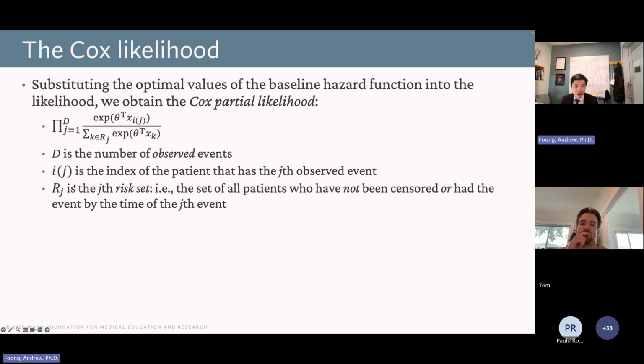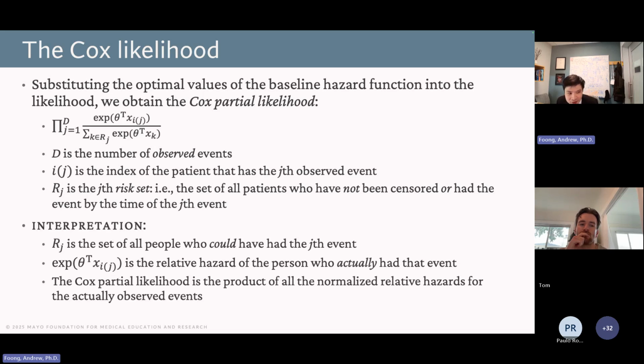And R_j, which is the set that you sum over in the denominator here, is the jth risk set. The risk set is defined as the set of all patients who have not been censored or had the event by the time of the jth event. And the way to interpret this is that R_j is really the set of all people who could have had the jth event. They're all the people who are still under observation and who haven't had the event yet. So they're the pool of people who are at risk of still having the event.